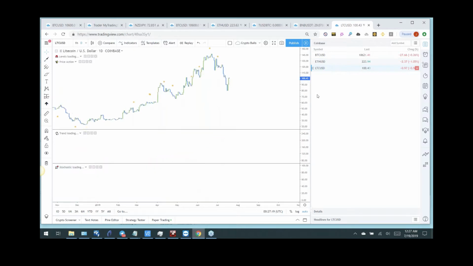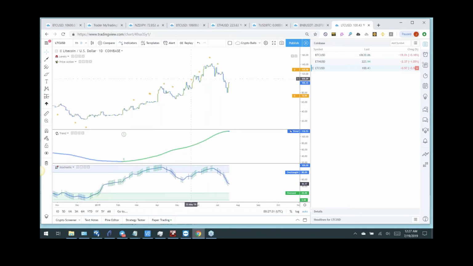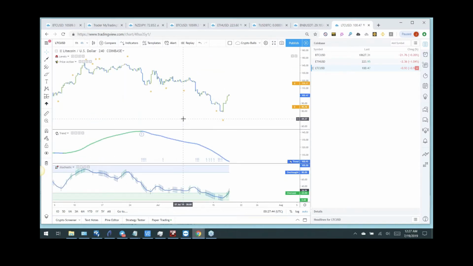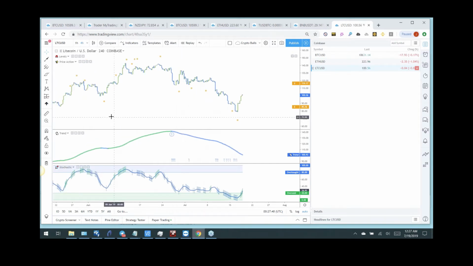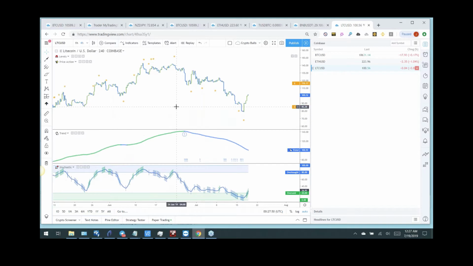Ethereum, the Litecoin. This is right here a daily chart. Now on this TradingView, you're able to change the different time frames on your chart. So a daily chart is going to give you the perspective over the next 3 or 4 months, right? If we have something like a 4-hour chart, this is going to give us the perspective over the next 2 or 3 weeks. We like to use the 4-hour charts.